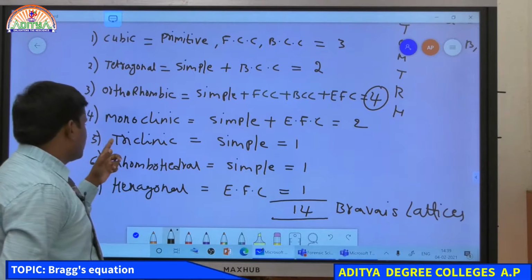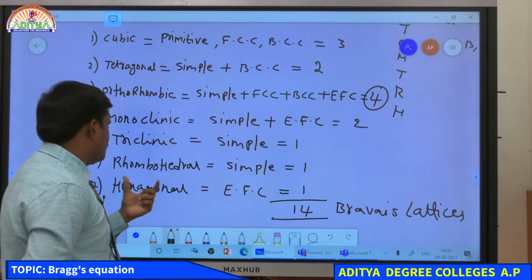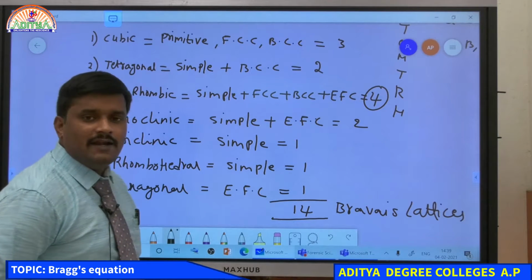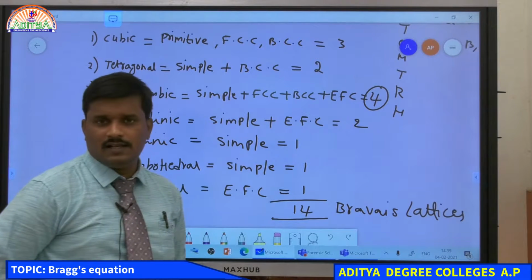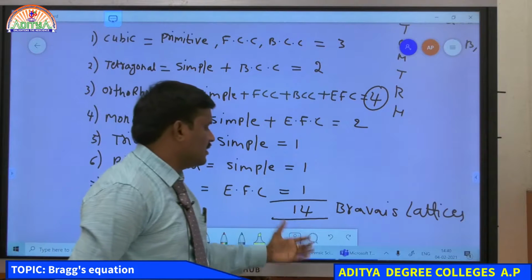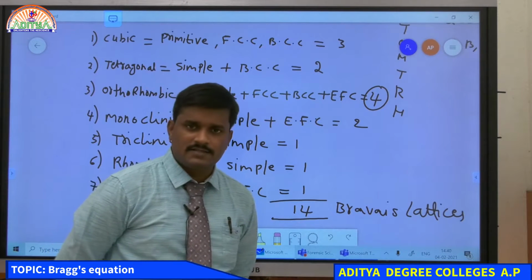But here, the remaining 3 having only 1 unit cell. For triclinic it is only simple, for rhombohedral simple, and hexagonal there is an end face centered unit cell. Therefore the sum of all these unit cells is equal to 14. These 14 types of crystals are known as Bravais lattices.